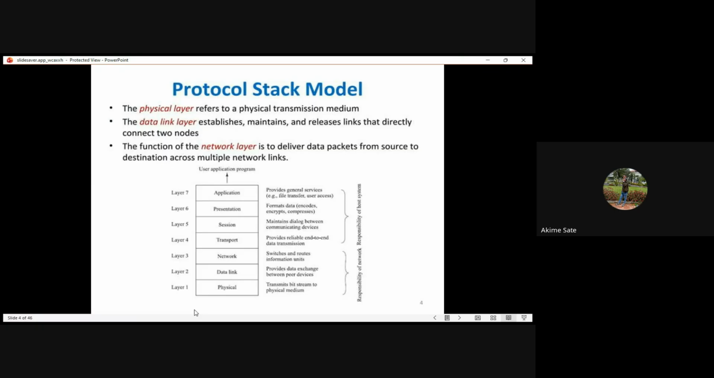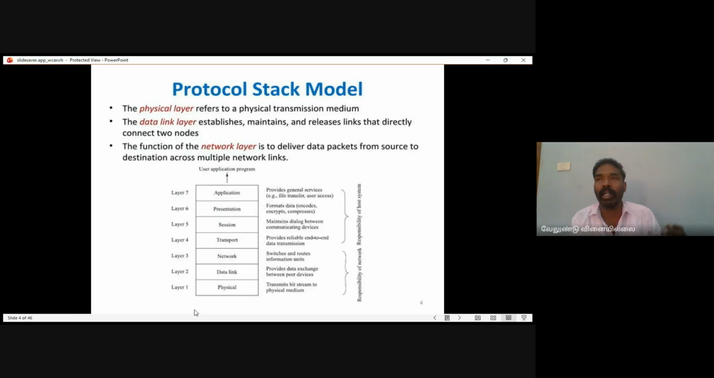For example, in wired networks we are connecting wires, and the wires are carrying the information. The physical medium is a cable. But here, instead of twisted pair or coaxial cable, we are using optical cable.